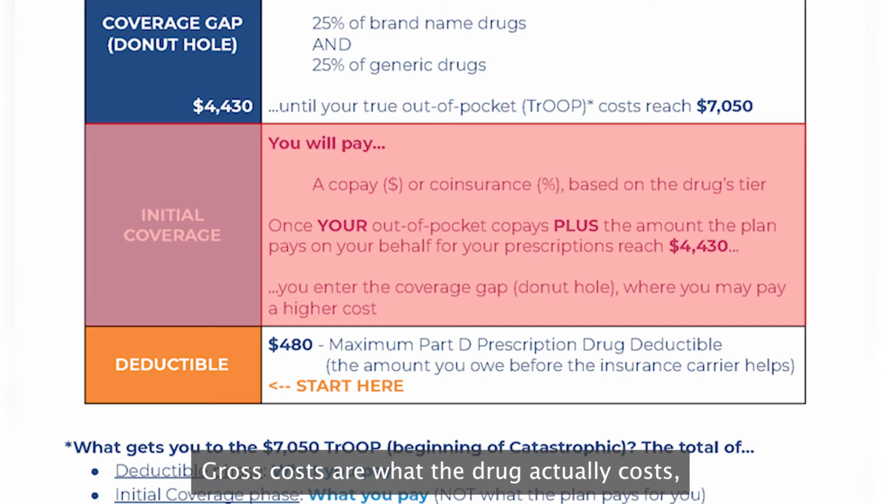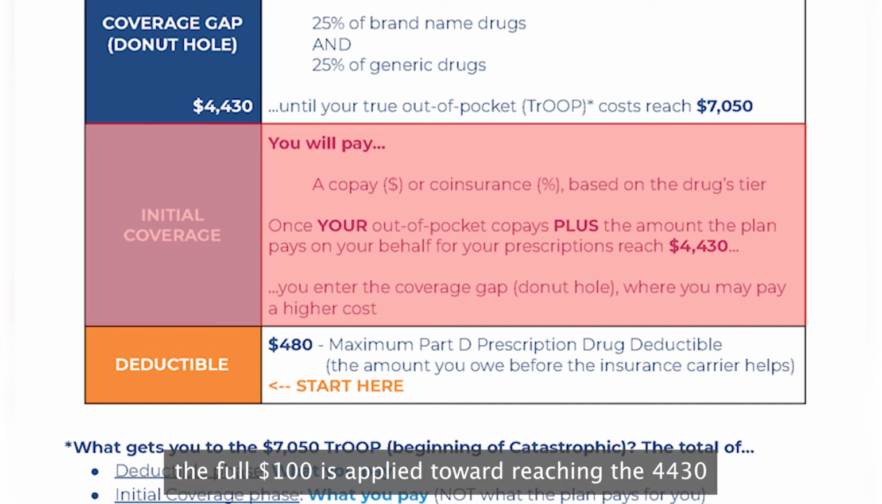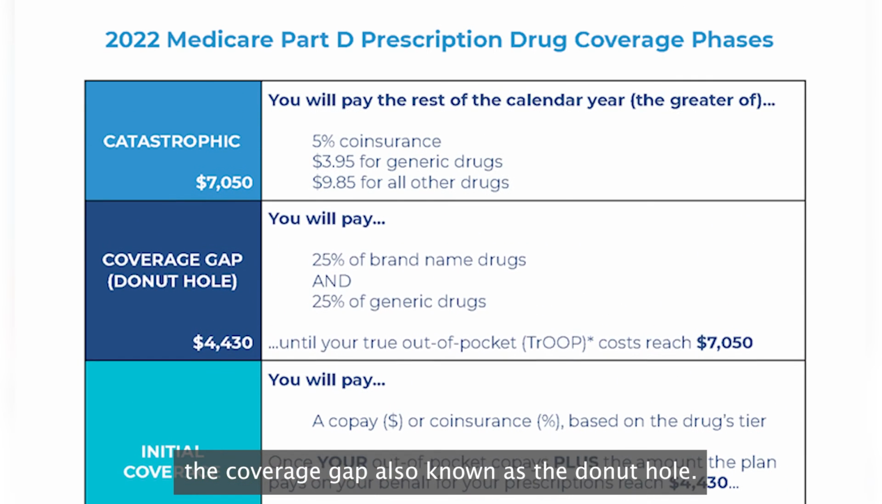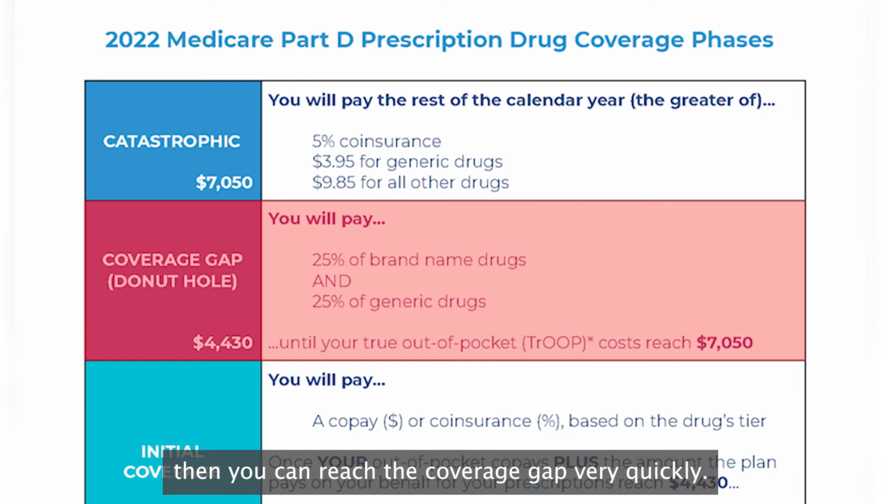Gross costs are what the drug actually costs, not just your portion of the cost. So, if a drug's full retail cost is $100, but you only have a $30 copay, the full $100 is applied toward reaching the $4,430 amount, which gets you into the next phase of Part D. The coverage gap, also known as the donut hole. If you have a very expensive drug, then you can reach the coverage gap very quickly.